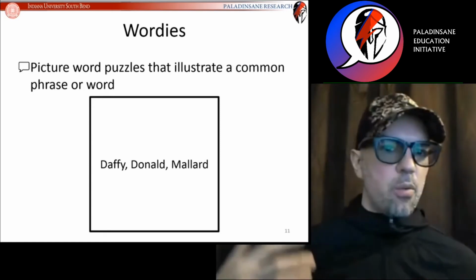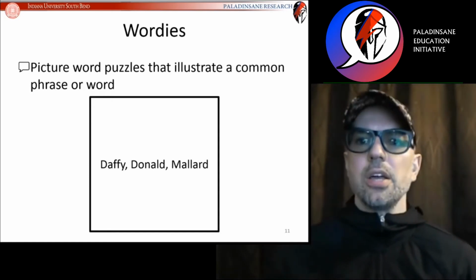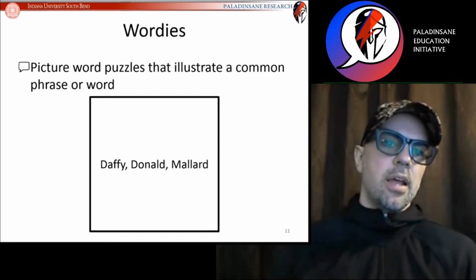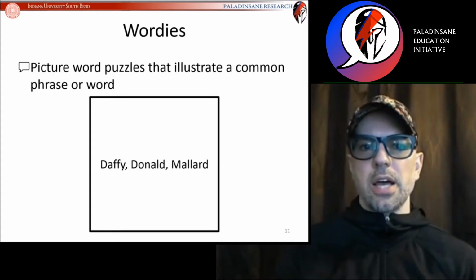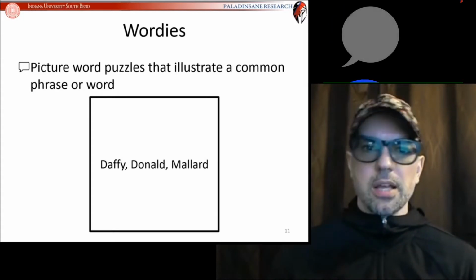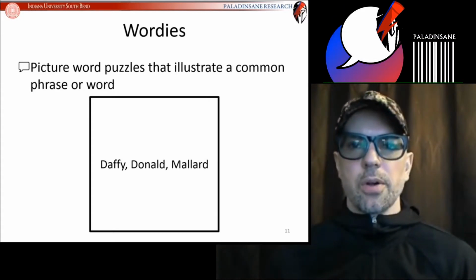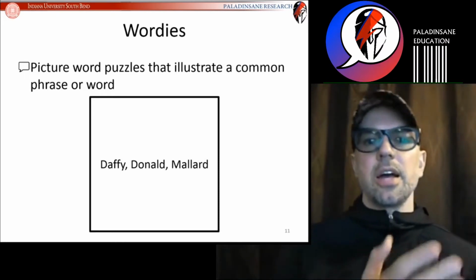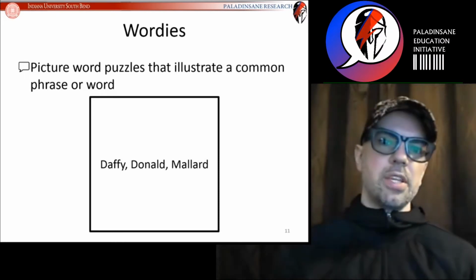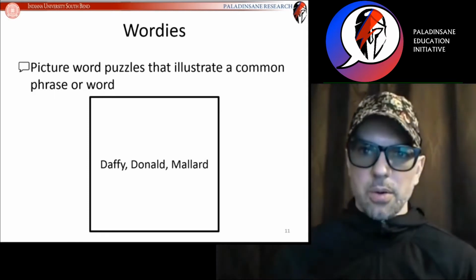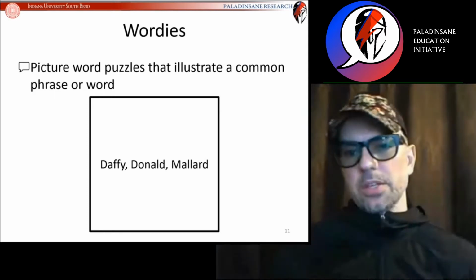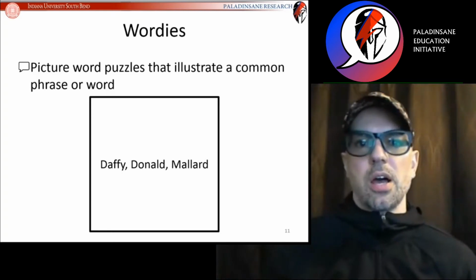And you might be wondering, what is the phrase that this is trying to communicate? And the solution comes when we realize that Daffy is a famous duck. Donald is a famous duck. A mallard is another word for a duck. So we have a duck, another duck, and a third duck. These ducks are all in a row. So we have the phrase ducks in a row. So that's going to be the sort of challenge for these wordies.